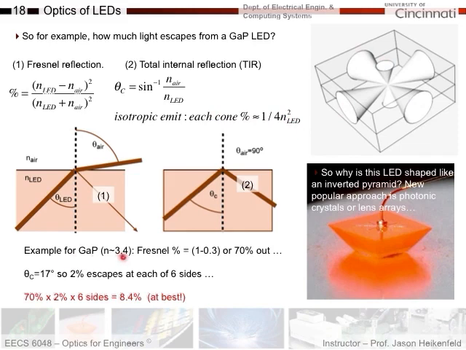So here's an example for gallium phosphide. Fresnel reflection will cause you to lose about 30% of the light, so you'll get about 70% out. And if you calculate the critical angle, you find that you only get 2% escaping at each of the 6 sides. Only 2% at each of these. And so that's 12% total, times the 70% because you have loss with Fresnel reflection. So for the first pass, you only get 8.4% out at best.